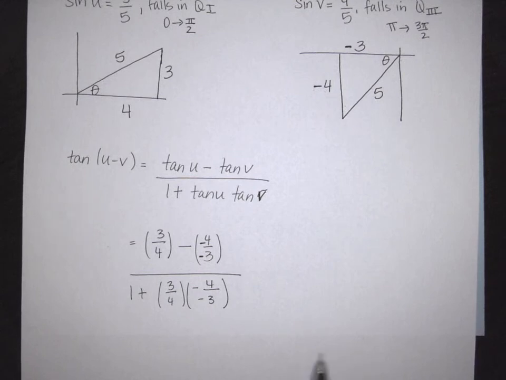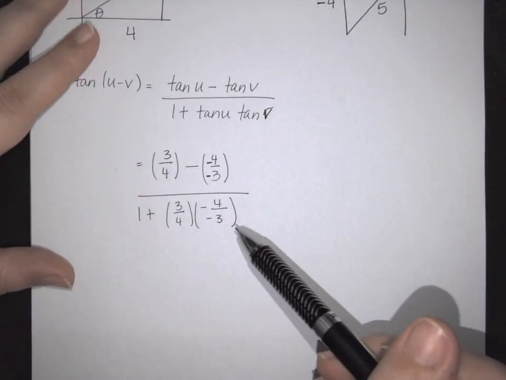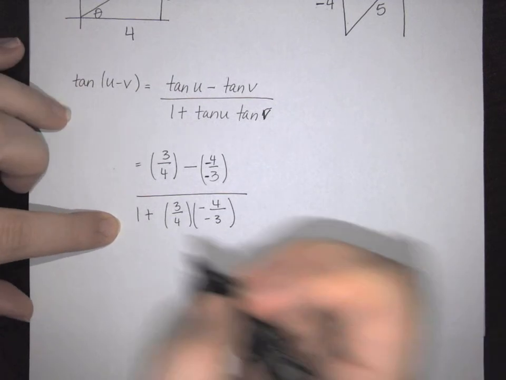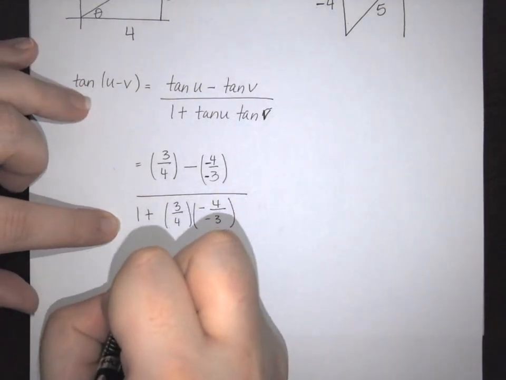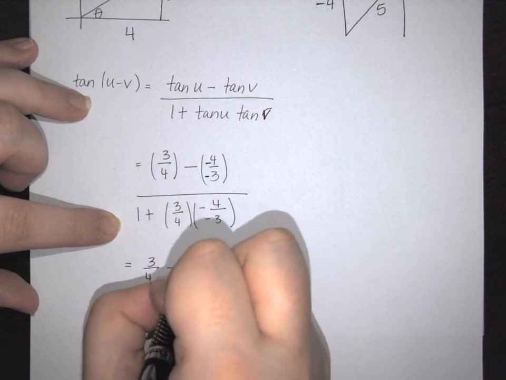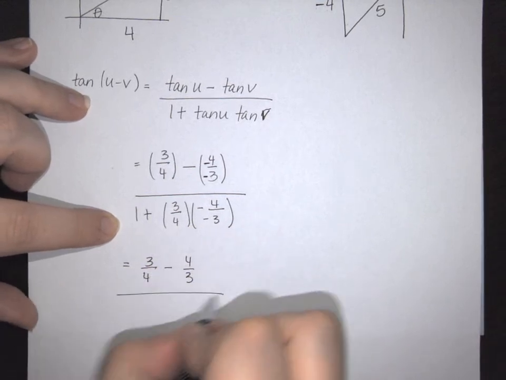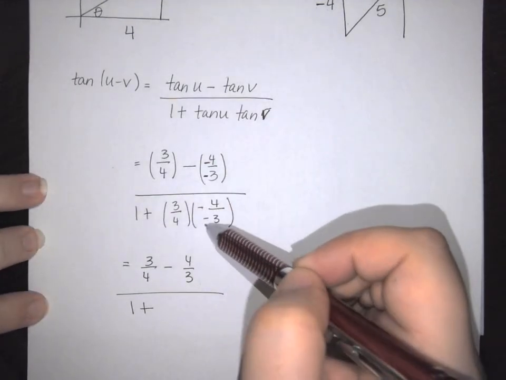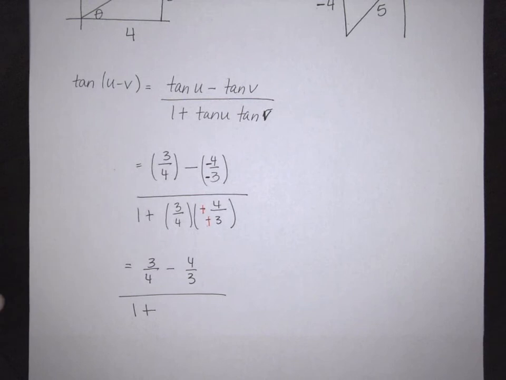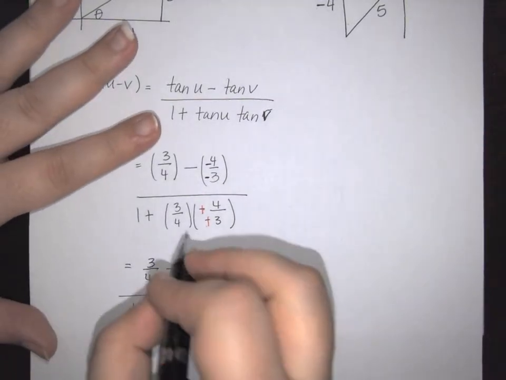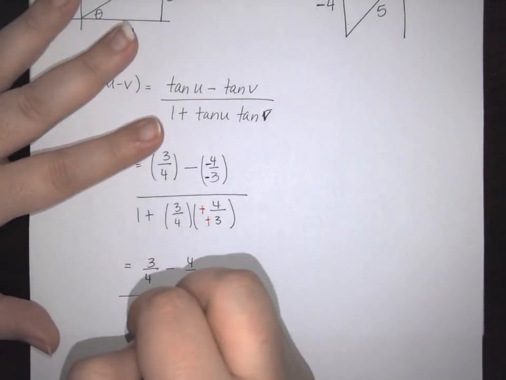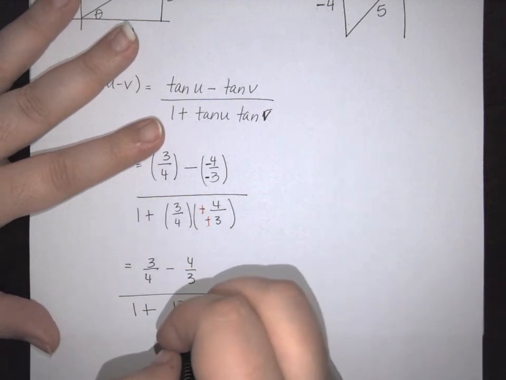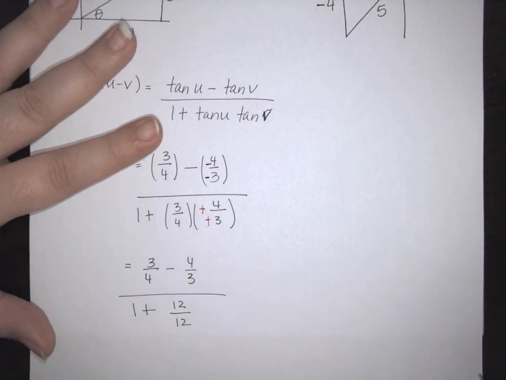The other thing we would do here is reduce and actually evaluate. In this case, we would end up with 3 over 4 minus 4 over 3, over 1 plus. Remember, because I have negative over negative, these technically turn positive. So here we're going to end up with 3 times 4, which gives you 12, over 3 times 4, which again gives you 12.